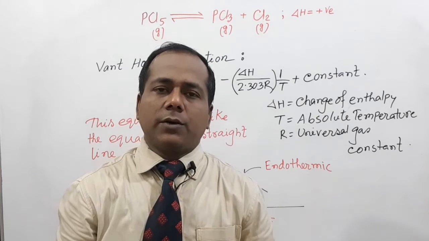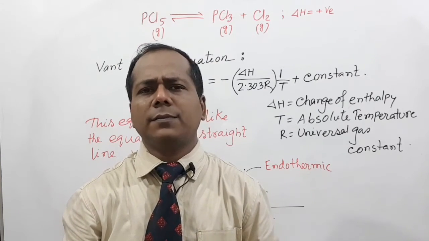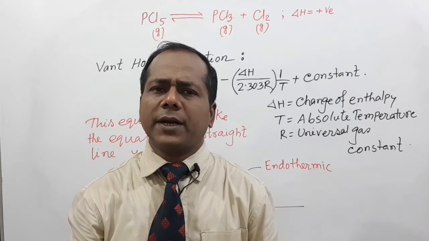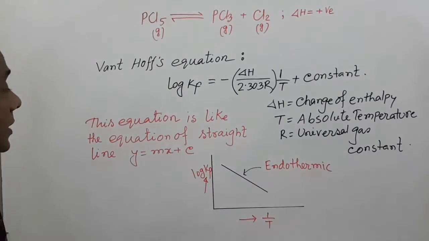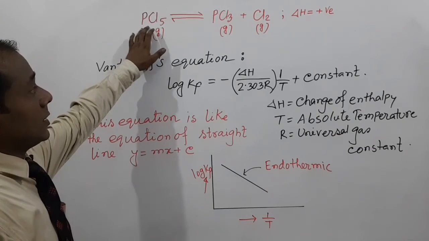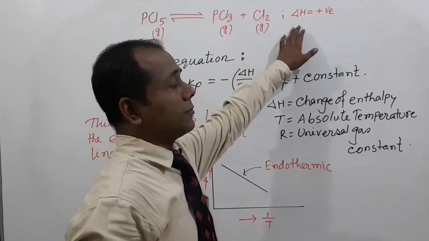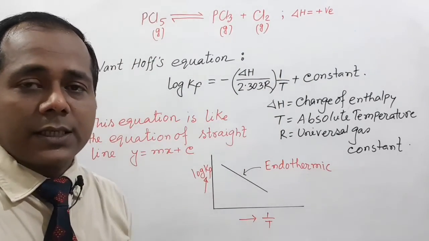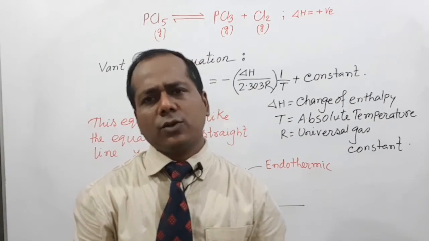My dear students, our next question is show with the help of a diagram the change of Kp with the increase of temperature for reaction 1. Dear students, here this is our first reaction. Phosphorus pentachloride produces phosphorus trichloride and chlorine, and the value of del H of this reaction is positive. That means this is an endothermic reaction, my dear students. This reaction is an endothermic reaction.